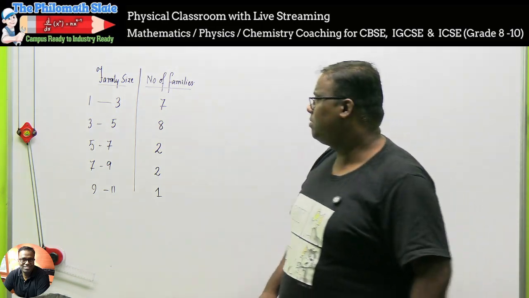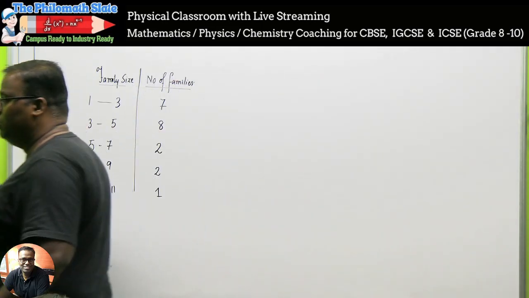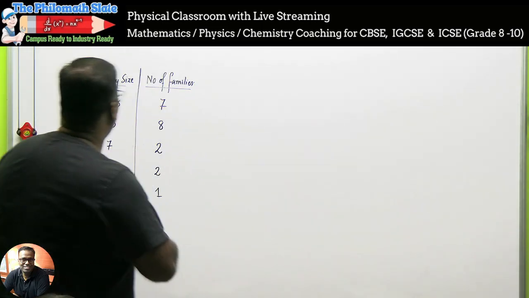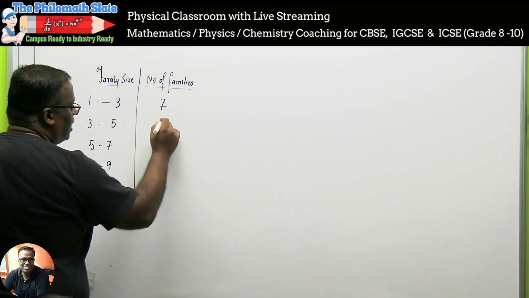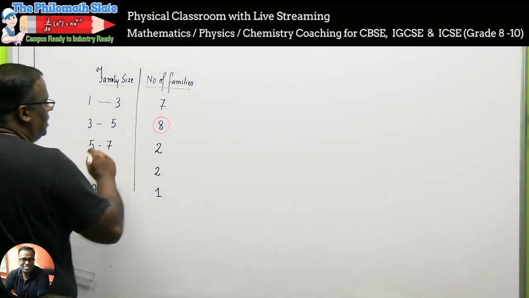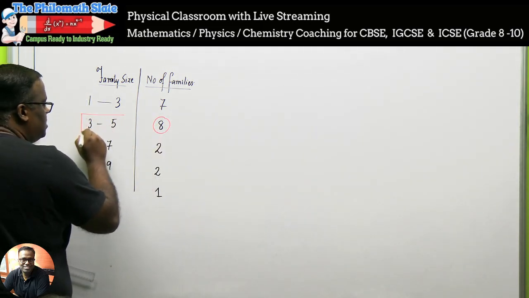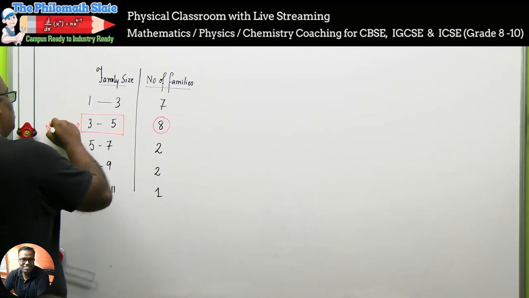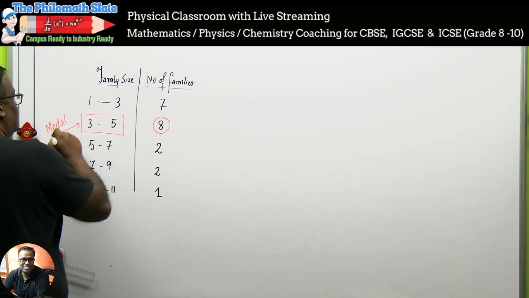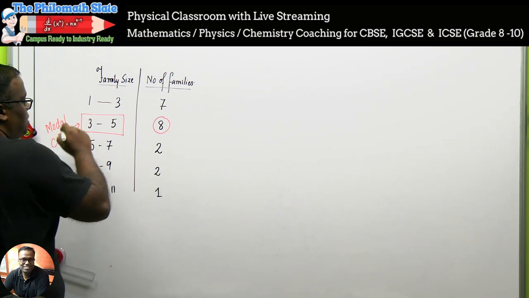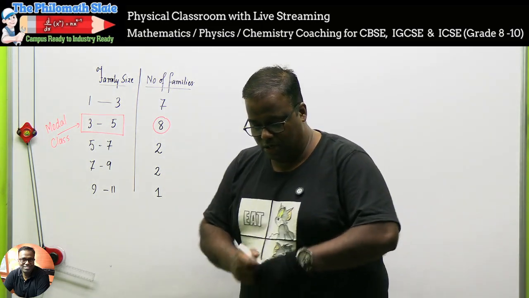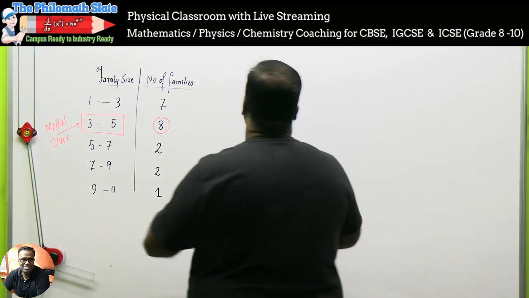Now, first of all, you tell me which is the family size which is repeating the most. Which is the family size? 3 to 5. How did you understand? Sir, I understood it by looking at this data. So please take this data and give it a name. This class will be called your modal class. Now tell me, did you understand modal class? Understood? Then write modal class separately.